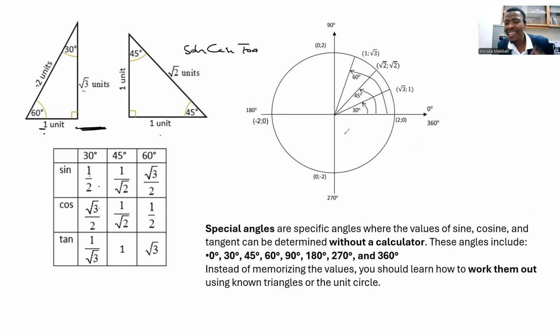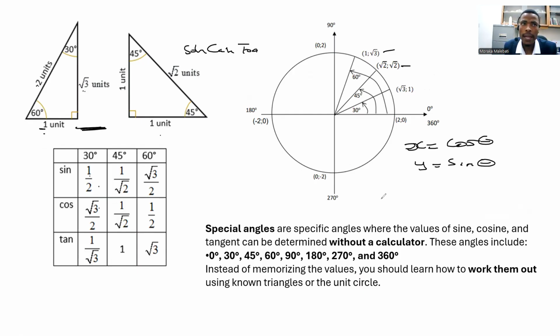Another interesting thing is this. These things were derived from this. So you are having these coordinates, basically the coordinates for the special angles. Remember, you must always know that your x coordinates are given by cos theta, and your y coordinates are given by sine theta.